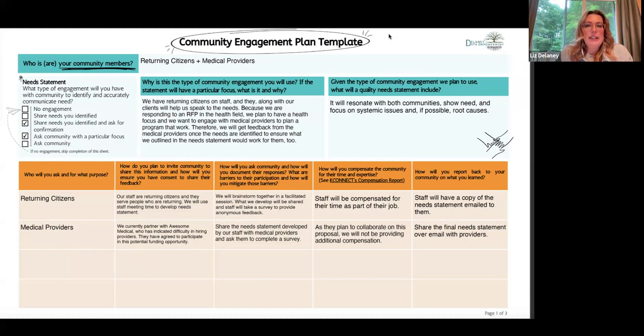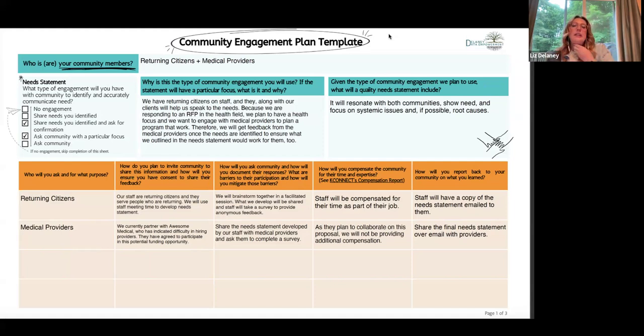And in this case, we decided to have a particular focus, even with our returning citizens that work in our office, because we found an RFP that we wanted to apply to. And so given that type of community engagement, how will we know if we have a quality needs assessment that has really used that type of community engagement? That is what is in this last box in that column. And we think that a quality needs statement is going to resonate with both communities. It's going to show need, and it's going to focus on systemic issues, and if possible, root causes, and not necessarily putting the blame on either the medical providers or the returning citizens.